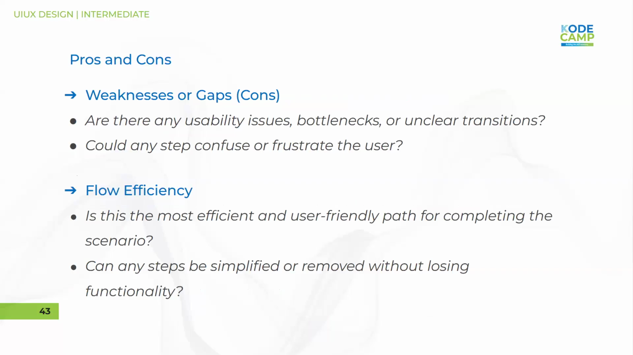And we also look at the flow efficiency. Is this the most efficient and user-friendly path for completing the scenario? Can any steps be simplified or removed without losing functionality? So when designing, these are things you need to look at. Use familiar user flows that users understand. You need to open WhatsApp, select a chat you want, and then select a contact you want to chat with, and then start chatting.